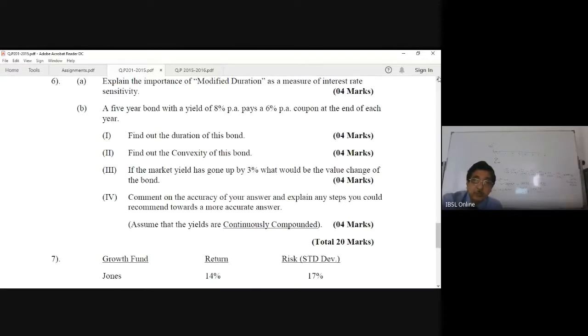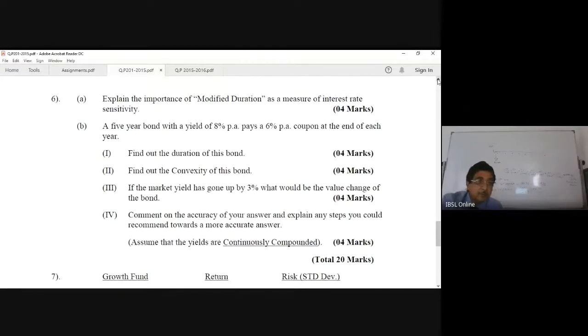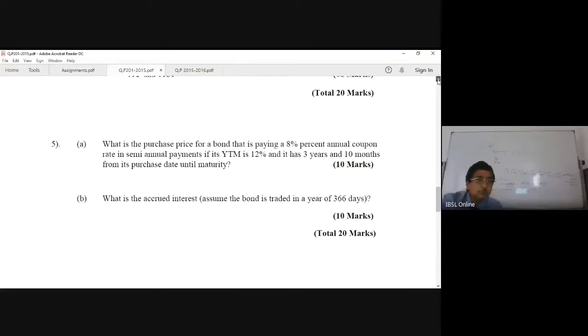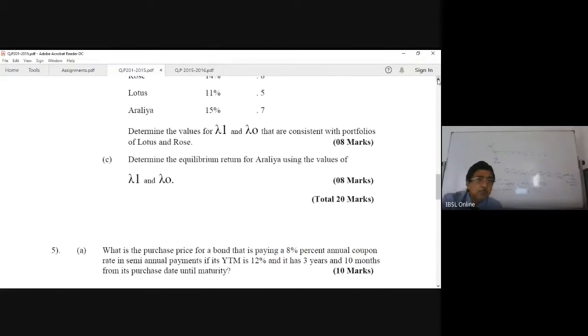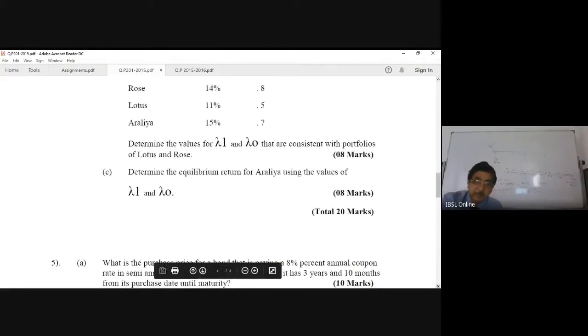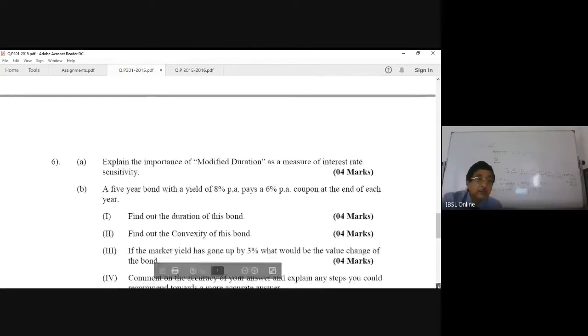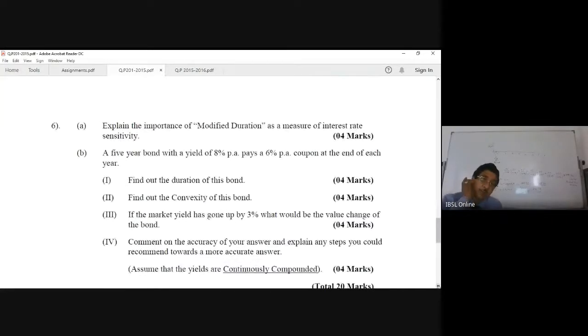Right. When you go to the question number... I think we have done several questions now. Question number 6. Explain the importance of modified duration as a measure of interest rate sensitivity.